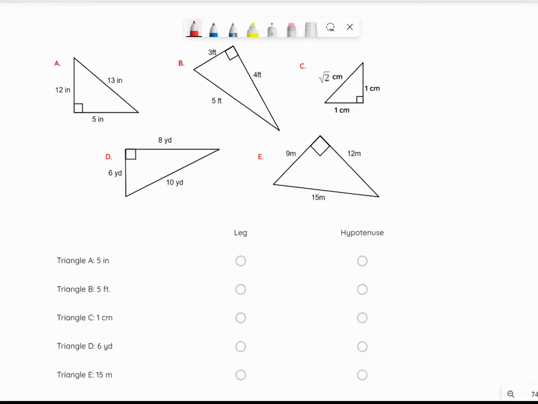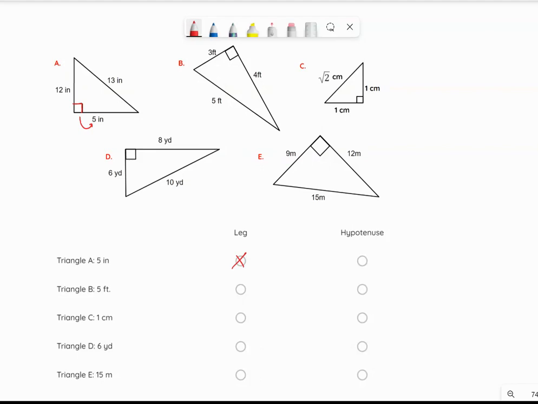So in this set of triangles, we're going to figure out for each triangle that is given, is the side indicated a leg or a hypotenuse? So triangle A, we have the 5-inch side. Again, I'm going to start by looking for my right angle, which is right here. And then this 5 inches is directly next to or adjacent to the right angle, which means this is going to be a leg.